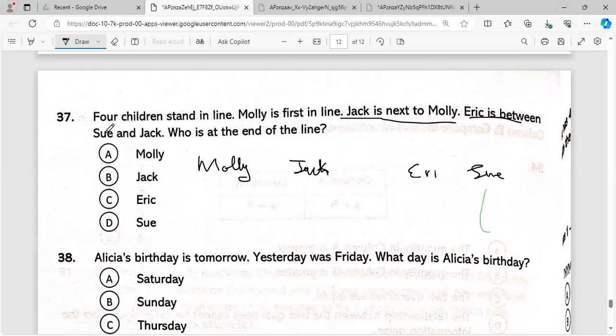Because look, I was thinking of a different Jack, but it's the same Jack. Jack is behind Molly here, and Eric is between Jack and Sue. See there, he has to be between Jack and Sue. So definitely, yeah, it's Sue for real.